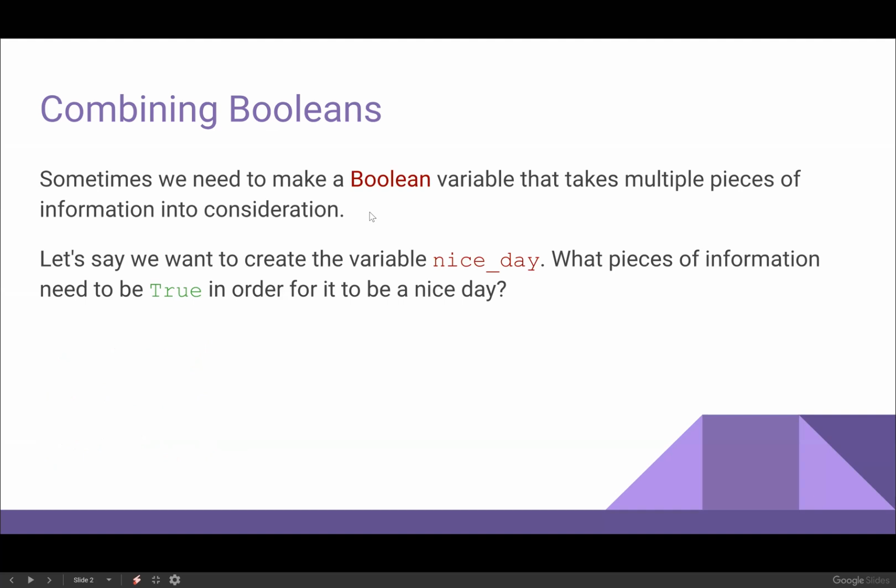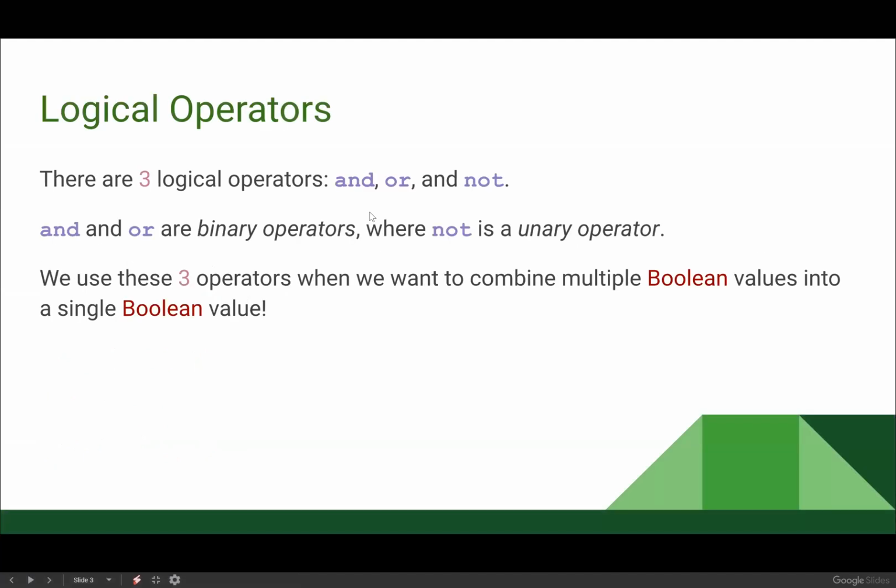So let's look at our next slide. There are three logical operators in just about any language. They are and, or, and not. The first two, and or, are binary operators, which means that they each take two values, one on each side, where not is a unary operator. It only takes one value, and it takes it right afterward. So we use these three operators when we want to combine multiple Boolean values into one. And they operate in different ways. Each of them is distinct.